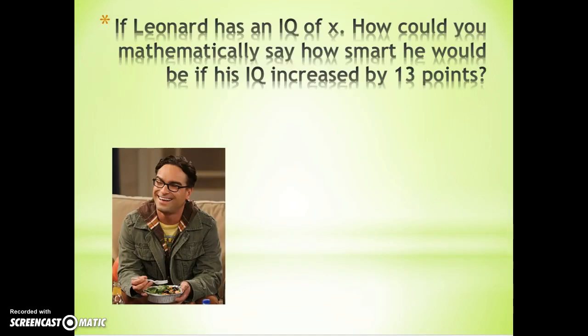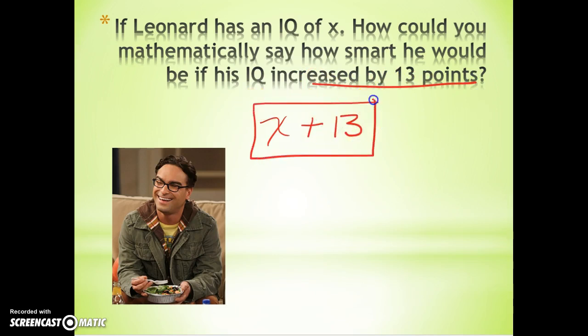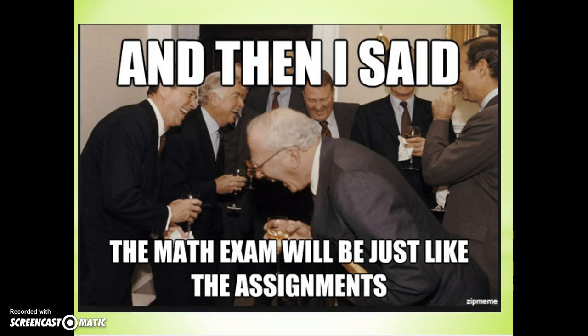All right, last one. If Leonard has an IQ of x, how could we mathematically say how smart he would be if his IQ increased by 13 points? Well, he has an IQ of x. If he's increasing by 13 points, what is his IQ currently? x plus 13. All right, I've gone through a question similar to everything that you will see on the exam.